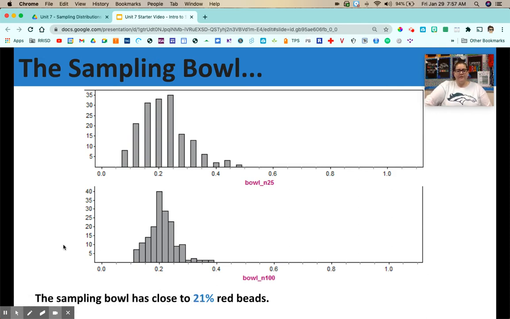So for example, if I told you I took a sample of size 25 from the same sampling bowl, didn't change anything, and I got 80% red beads. Is it possible that dipping in there would give me 80% red beads? I mean, sure, it's possible, but I can tell from my graph that that's not very likely. So I would question a couple of things here. I would say either I'm really, really lucky, because this is where 0.8 would be, or one of my other earlier assumptions is off. So maybe it's not the same sampling bowl.